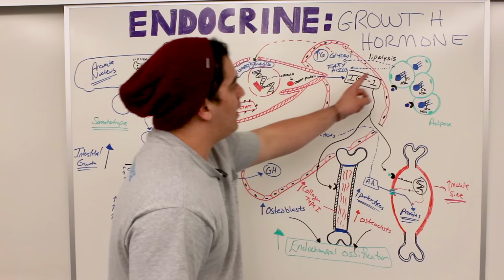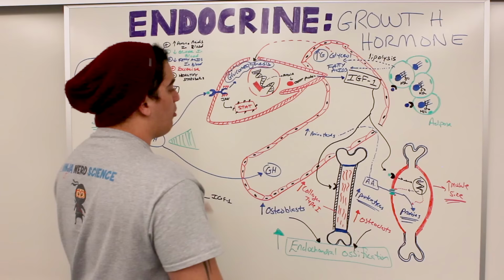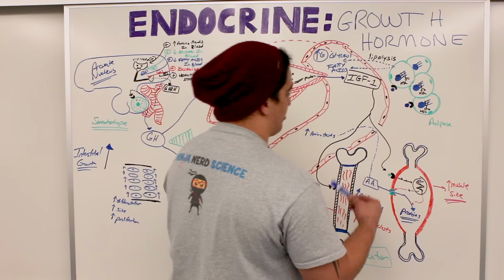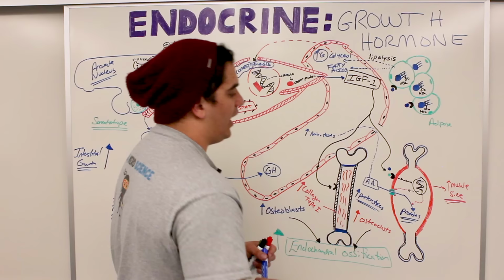Lipolysis is an effect of growth hormone also. Okay, and growth hormone can also activate amino acid uptake. So we could also say here, if we show with this blue representing the growth hormone, it could also act on that receptor to increase the amino acid uptake into the muscle cells.